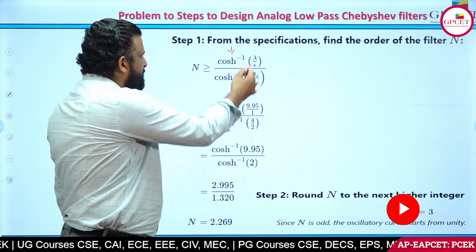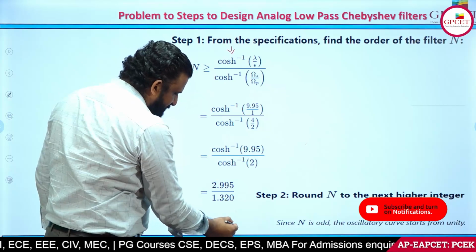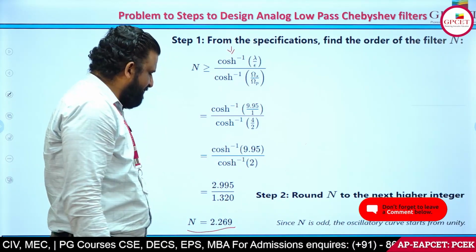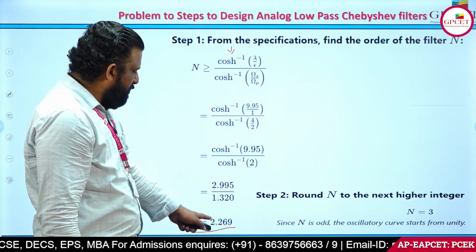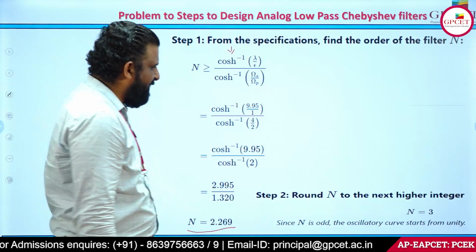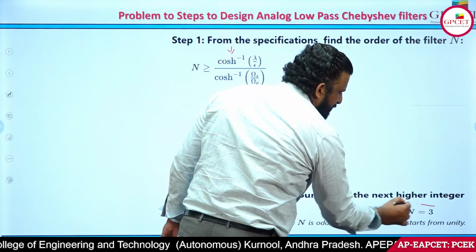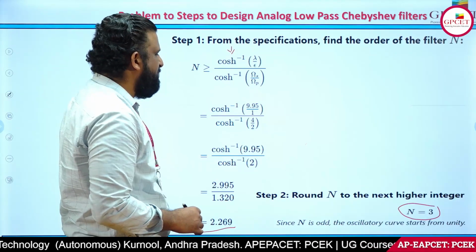By substituting the values from the given constraints and calculating, the value I get here is capital N equal to 2.26. In the second step, we need to round off this value to the next higher integer. So N equal to 2.26 is rounded off to capital N equal to 3. In the second step, I found that capital N is equal to 3.